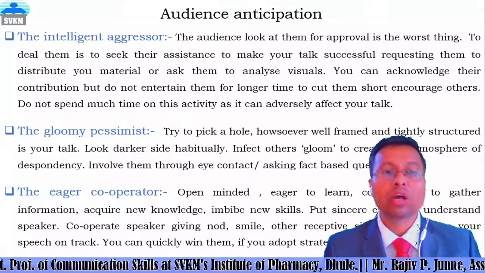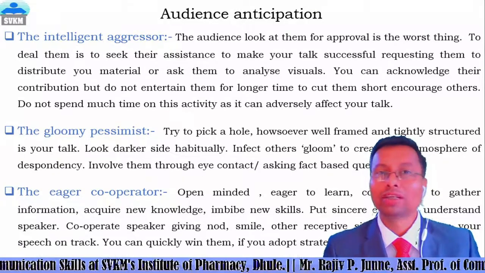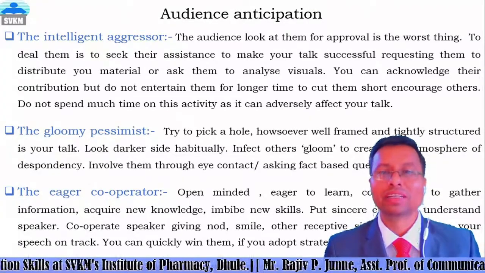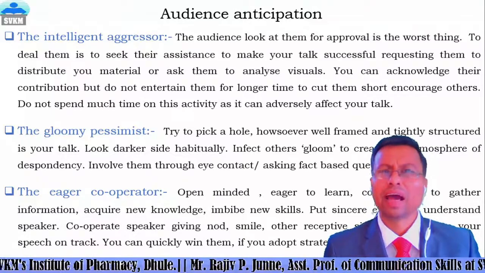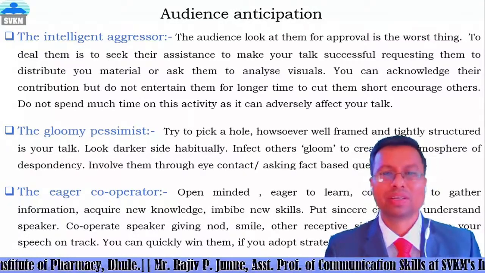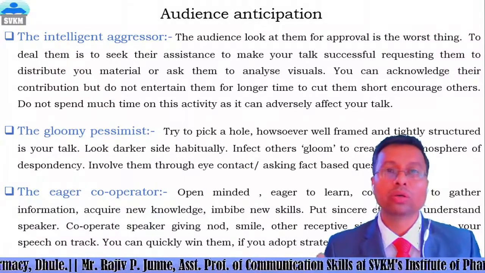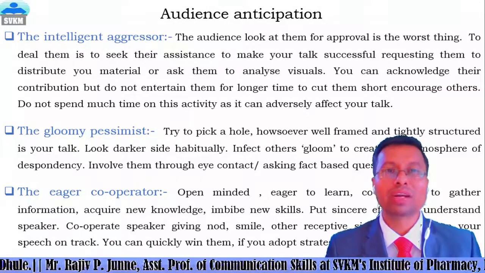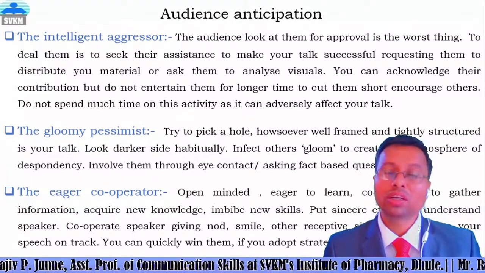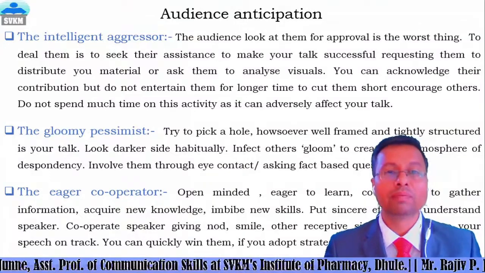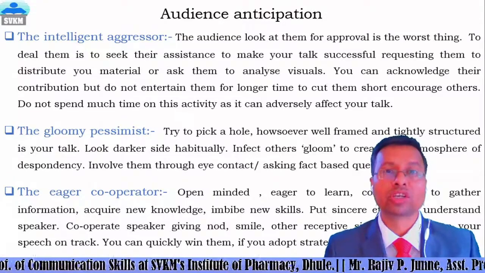Then another category is the gloomy pessimist. They try to pick a hole no matter how effective and organized your presentation is. They habitually look only for darker sides because they are gloomy and pessimistic. They try to infect others with their gloominess. They may spread the thought of how ineffective you are, how disorganized your presentation is, to create an atmosphere of despondency. So in what way do you manage them? You need to involve them through your eye contact, your body language, and by asking them fact-based questions.